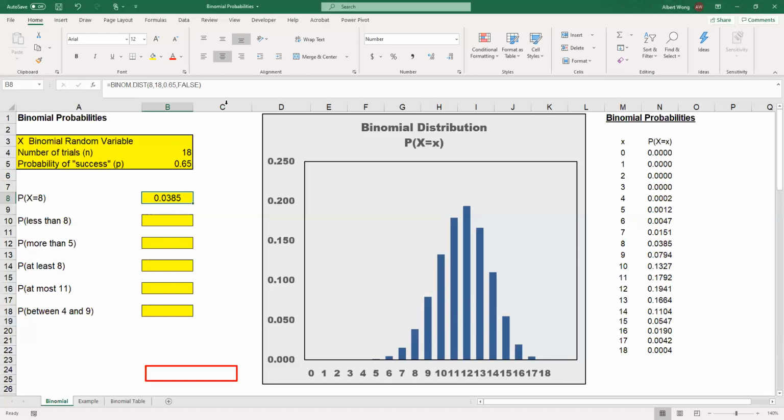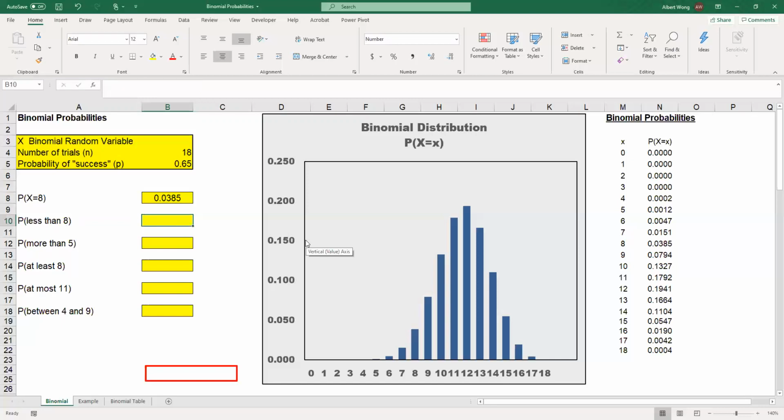Now, in order for us to use binomial probabilities, we need to know how to calculate probability for 5 scenarios. If you know how to calculate these 5 scenarios, then you know everything that you need to know in calculating binomial probabilities. The first one is probability of less than 8. The next ones are probability of more than, at least, at most, and in between. So those are the 5 possible scenarios in calculating binomial probability, and we need to know how to calculate each one. Now let's try the first one.